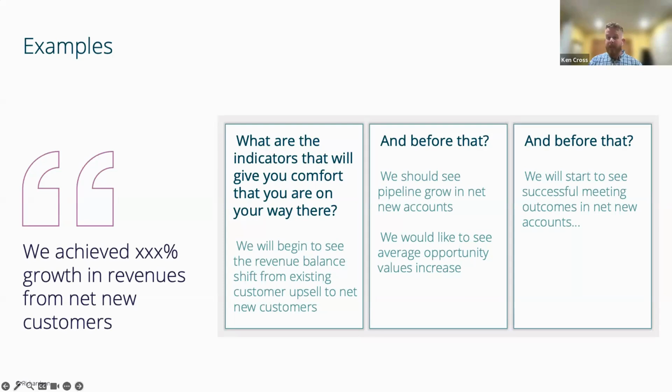In simple terms, if we think about what the leading indicators for this strategy would be, we have this strategy here, but the leading indicators would be things like pipeline in net new accounts, average opportunity values in net new accounts, and then finally, the very earliest indicator that we got down to was successful meetings in net new accounts. So as a result of this process, we could capture the key elements that we would measure in this example all along the way. Starting all the way on the right, the number of successful meetings. So that's actually where that starts.